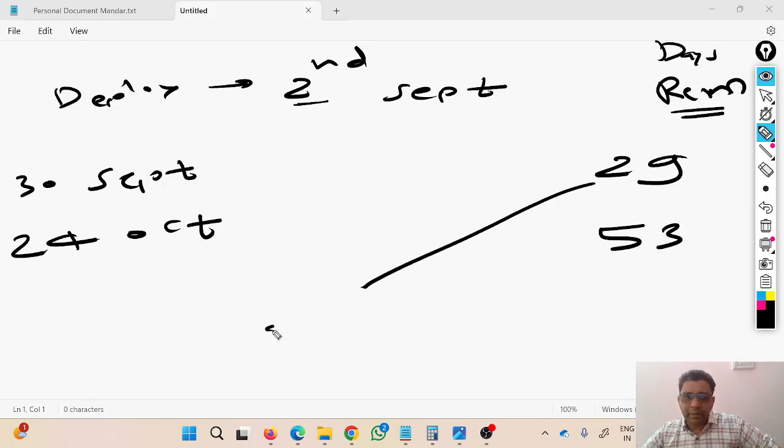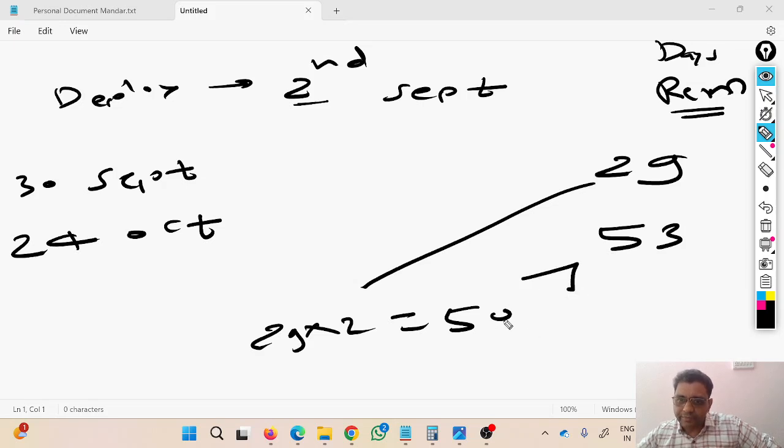So 29 multiplied by 2, which is 58, which is greater than 53. 58 is greater than 53. So in that case, I would have deployed it for September and October. But as the September expiry was a bit earlier and the October expiry was a bit late, I prefer to sell it for October and November.